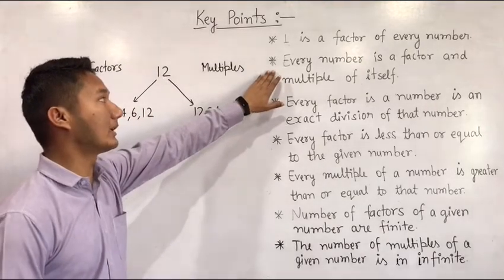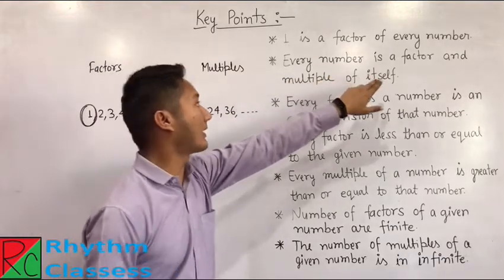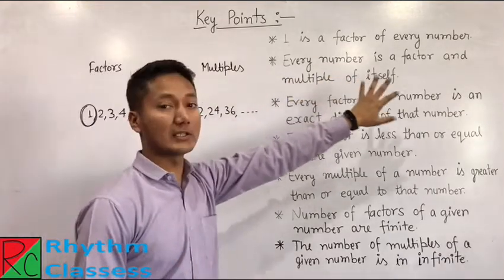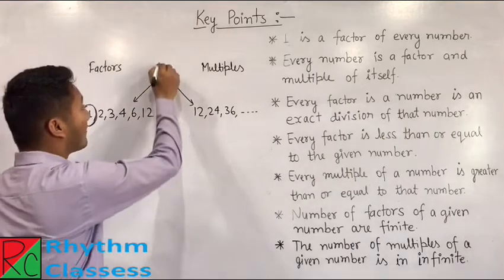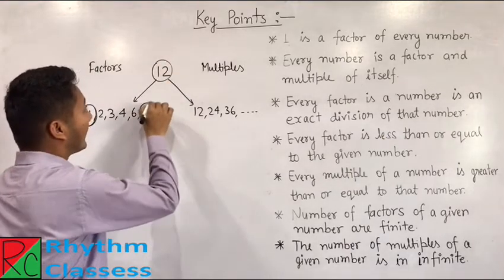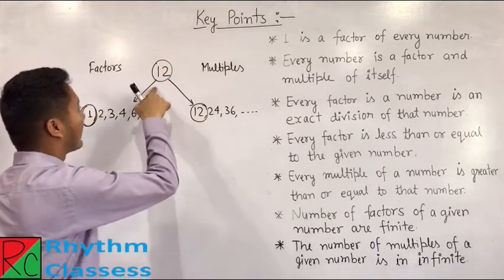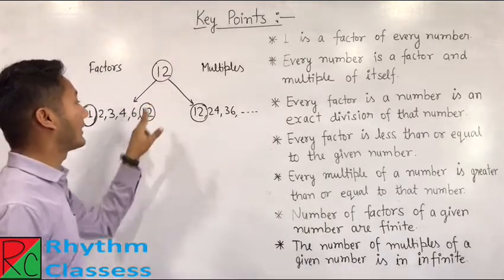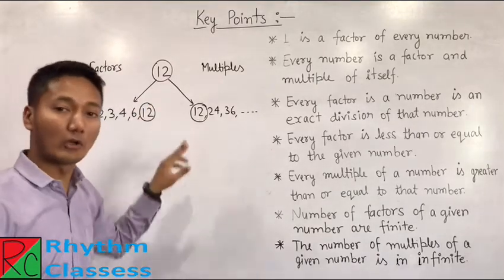Now if we read another point, every number is a factor and multiple of itself. That means every number is a factor and multiple of itself. That means 12 is a factor and multiple of itself also.